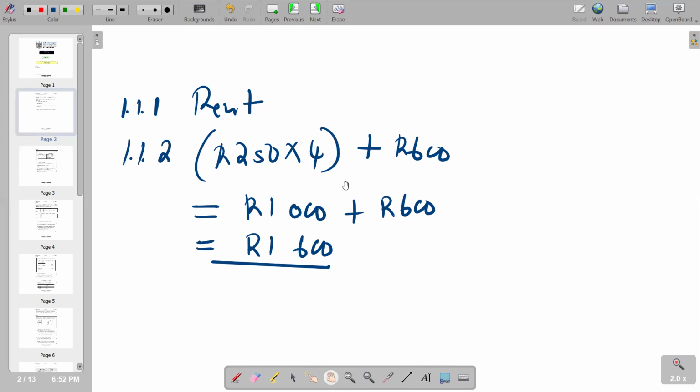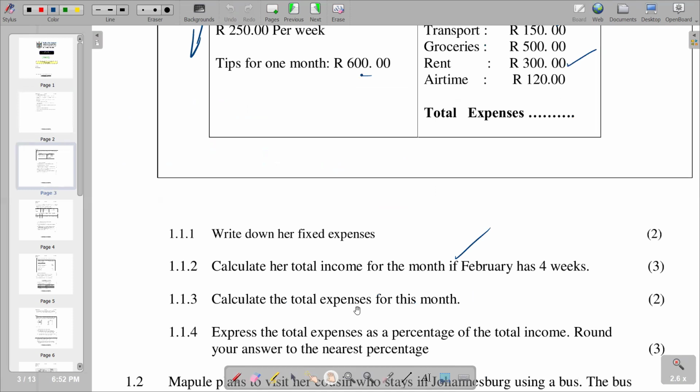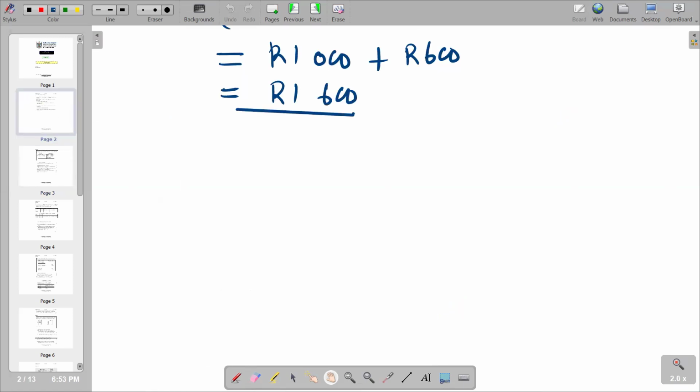Moving on to the next part of our question, question 1.1.3: calculate the total expenses for this month. For the total expenses, we come to this side and add all the expenses that we have. We've got 150 rands plus 500 rands. Of course, we add again our 300 rands. We have also airtime, which is 120 rands.